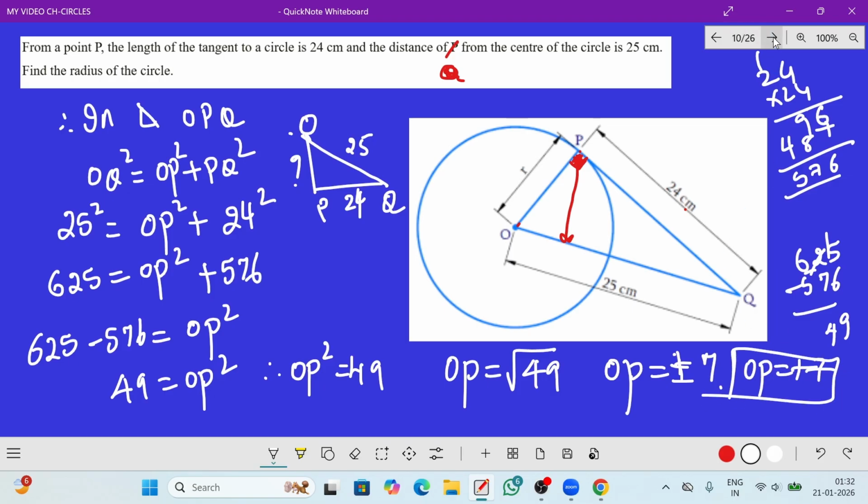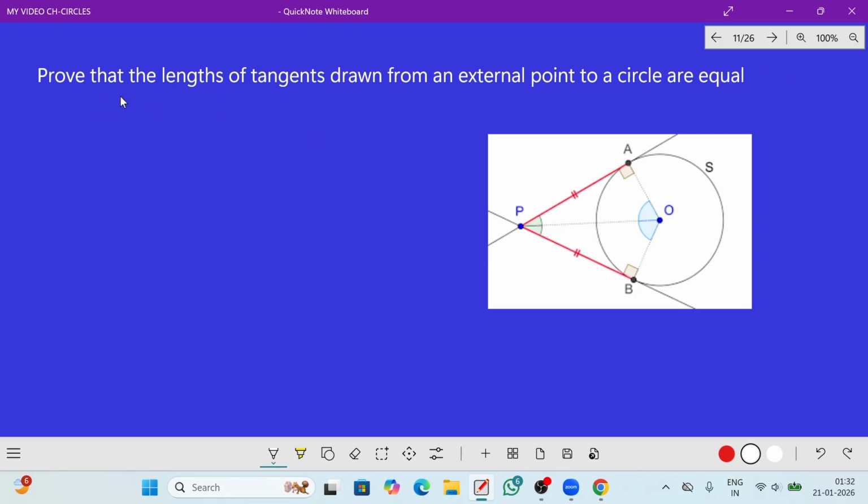Okay. Next question. Prove that the lengths of tangents drawn from an external point to a circle are equal. Means you have to prove that PA, this is the length of tangent, is equal to PB. So what is it that we have to prove? PA is equal to PB. For this purpose you have to take two triangles, that is OAP and OBP.